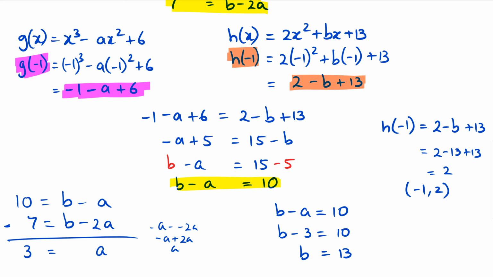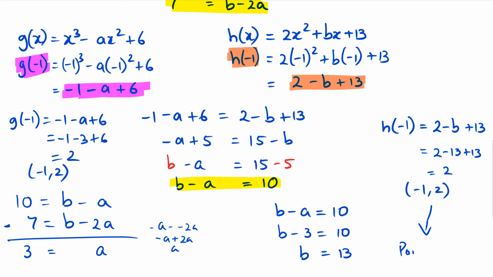Okay, but let's say you use g of negative 1. If you use g of negative 1, then you're going to get negative 1 minus a plus 6. And because a is equal to 3, we're going to get negative 1 minus 3 plus 6. And as you can see, once again, you are going to end up with the same answer. So it doesn't matter which one you use, but as long as you find the point of intersection, maybe just state it somewhere that this is the point of intersection. That part is important because you're communicating your answer.